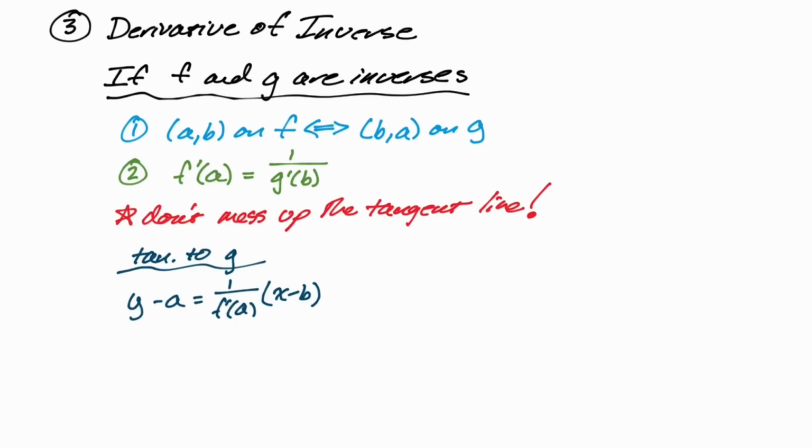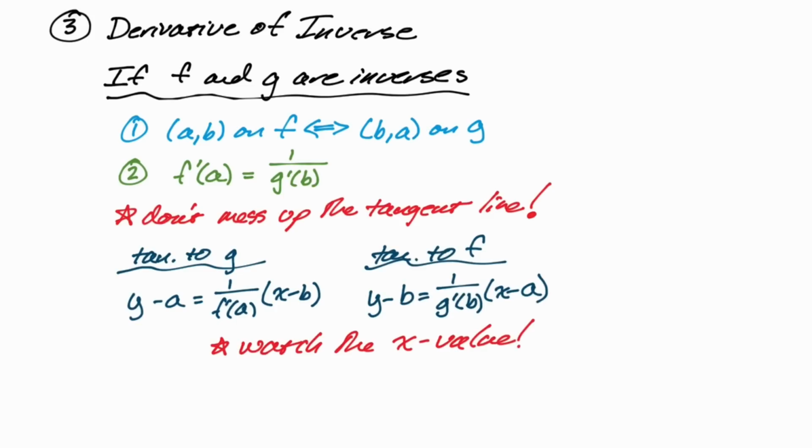So 1 over f prime of a, and then the quantity x minus b. Similarly, if you're going to write the equation of the tangent line to f, don't forget that the ordered pair for f is (a, b), so you do y minus b is, it should just be f prime of a, but we know f prime of a is 1 over g prime of b, the quantity x minus a.